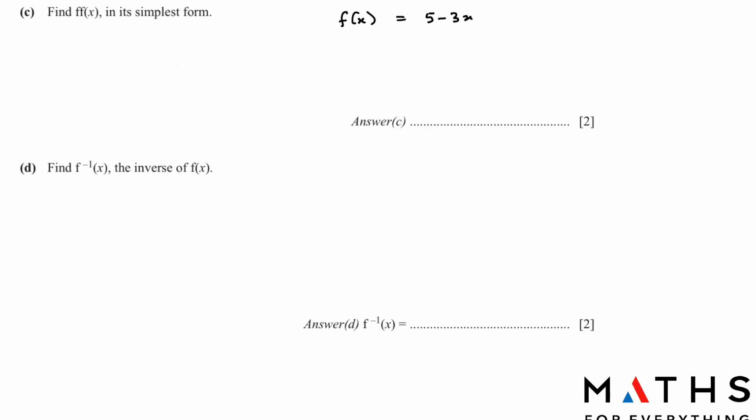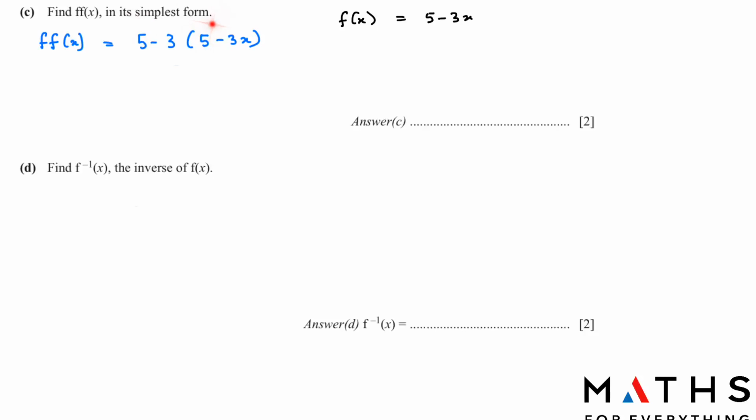For part C, we have find f of f of x in its simplest form. For this, we go from outside to inside. So first we write the f of x, which is going to be 5 minus 3x. And then in place of x, what will you write? What is written here? F of x. F of x is 5 minus 3x. So replace it.